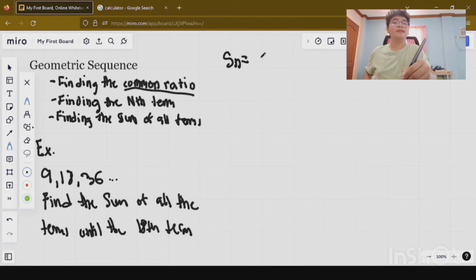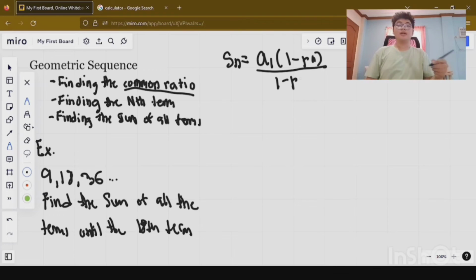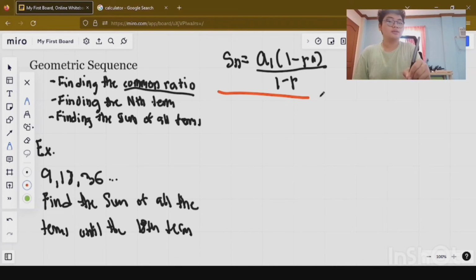Now, I'll be showing you the formula for the sum of all terms, which is S sub n is equal to a sub 1 times 1 minus r raised to the power of n, divided by 1 minus r. That's our formula. Copy this. And now we'll be using it in finding the sum up to the 18th term.